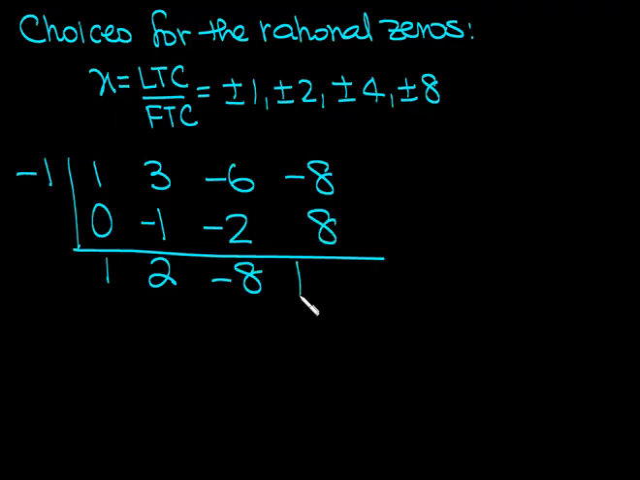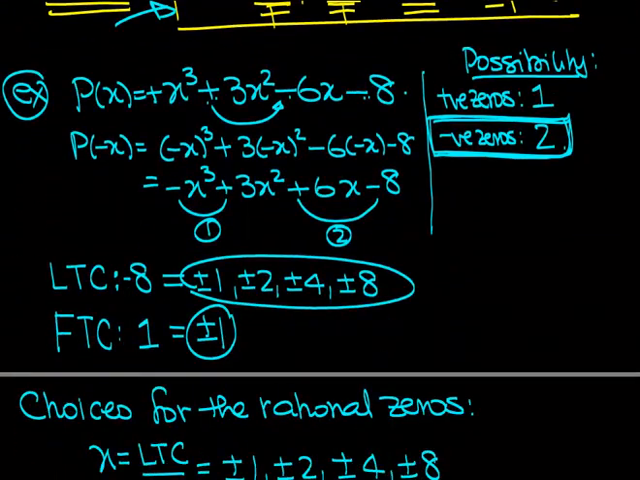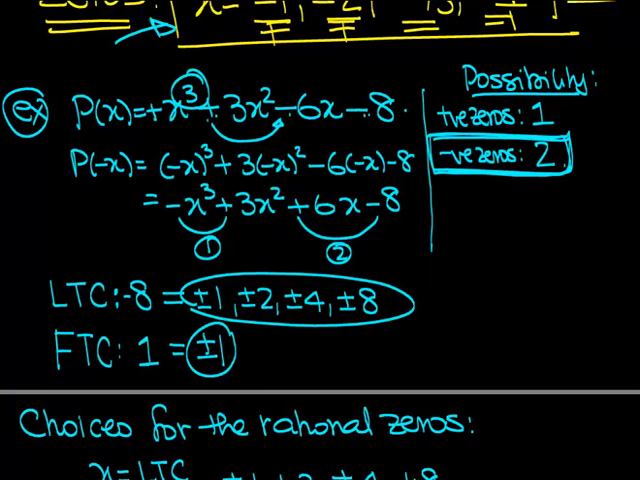We get 8 and 0. That's good. We lucked out right away. We found the first 0. So one of my zeros is x is equal to minus 1. Okay. Well, what polynomial did we have? Degree 3. So we were looking for 3 zeros.